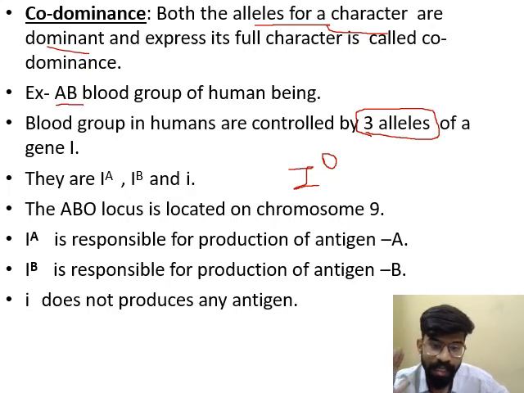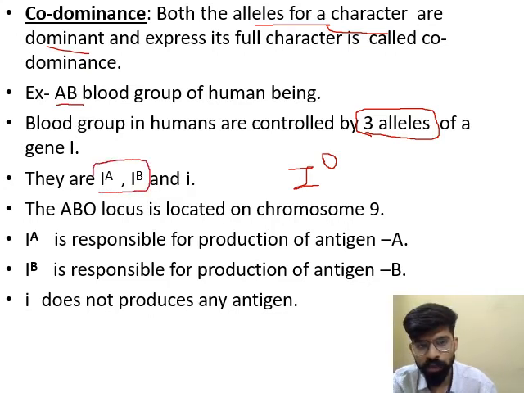But in this, I^O is recessive, and I^A and I^B are dominant. Means I^A is dominant, I^B is also dominant, so both will dominate and produce the blood group known as AB blood group. Here both are dominant.